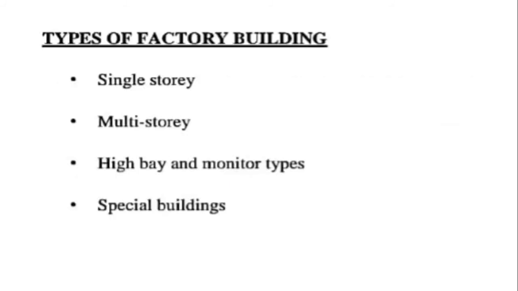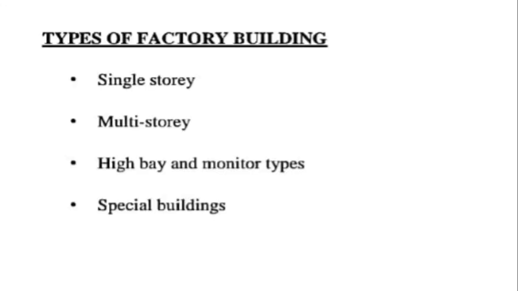Now let us move to the different types of factory building. Basically we have classified four different types. The first one is single story building, multi-story building, then high bay and monitor type building, then special buildings. Let us discuss one by one. The first one is single story building.